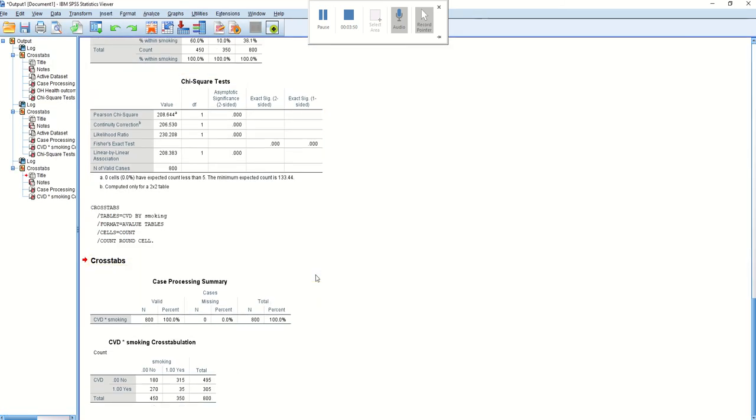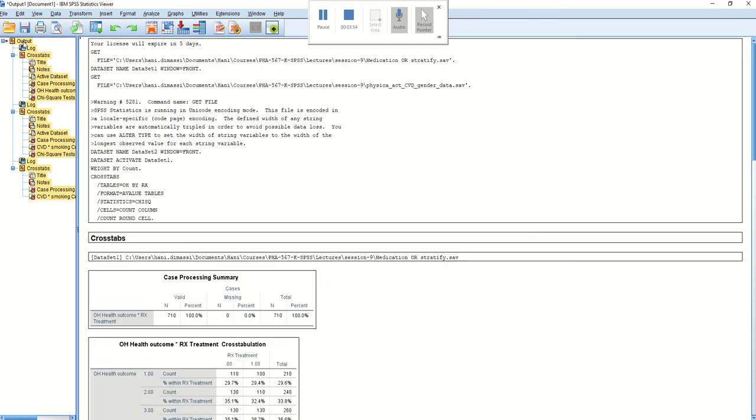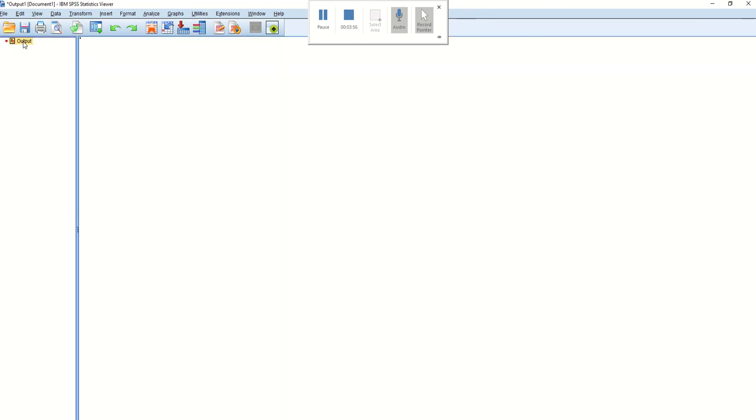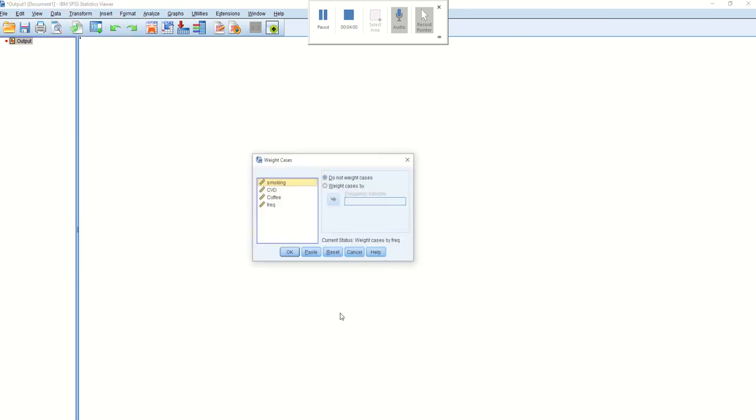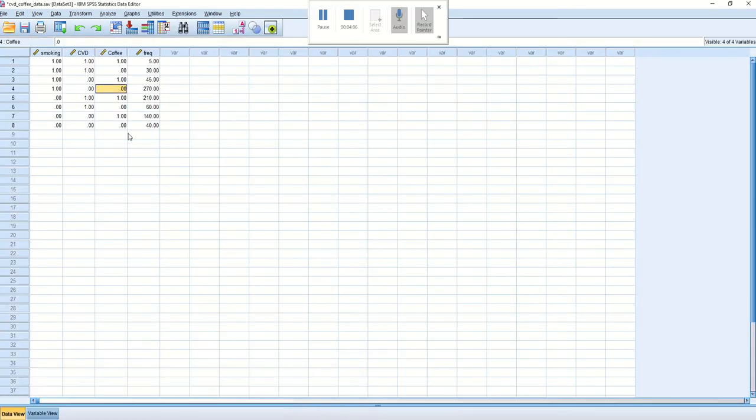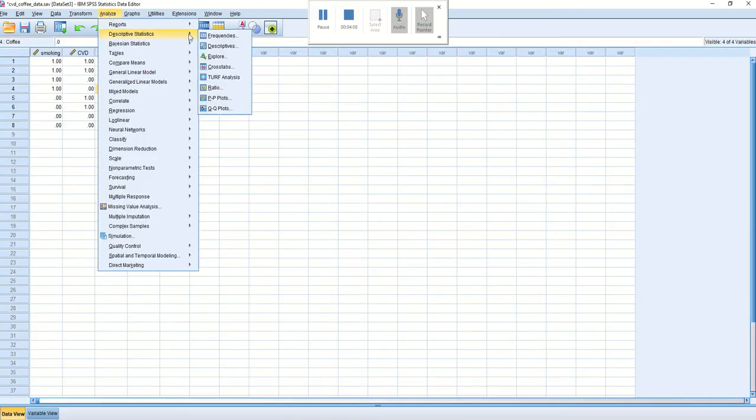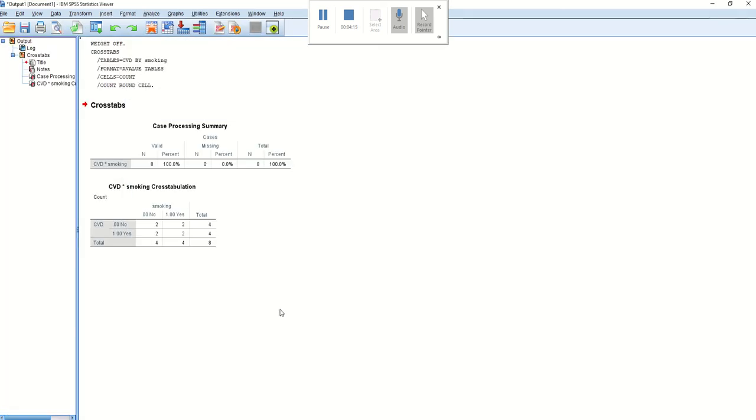All right, so let me reset the whole thing. I think it actually weighted things, though it should not have. Let me go back. Data, weight cases, do not weight, reset, okay. Right, so let me repeat. Crosstabs. So I have CVD and smoking. Okay, here we go.